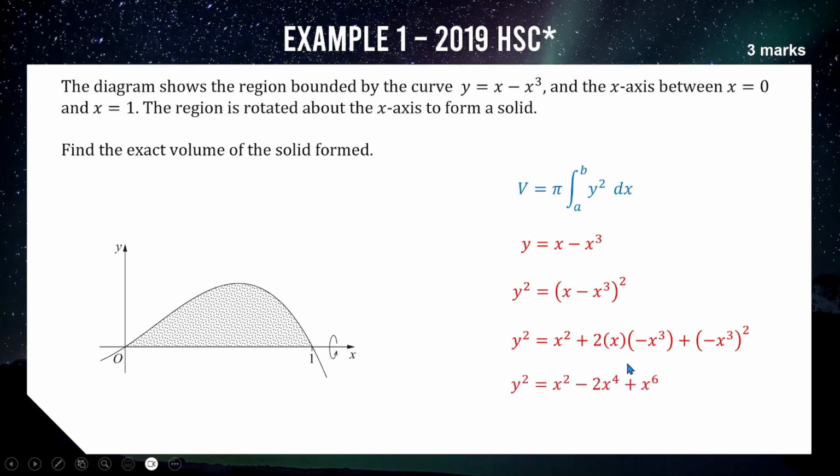So we have x squared at the front. In the middle, we make an x to the 4 with a negative 2. And then on the end, when you square a negative, it becomes positive. And x to the 3 to the power of 2 is x to the power of 2 times 3, which is x to the 6.